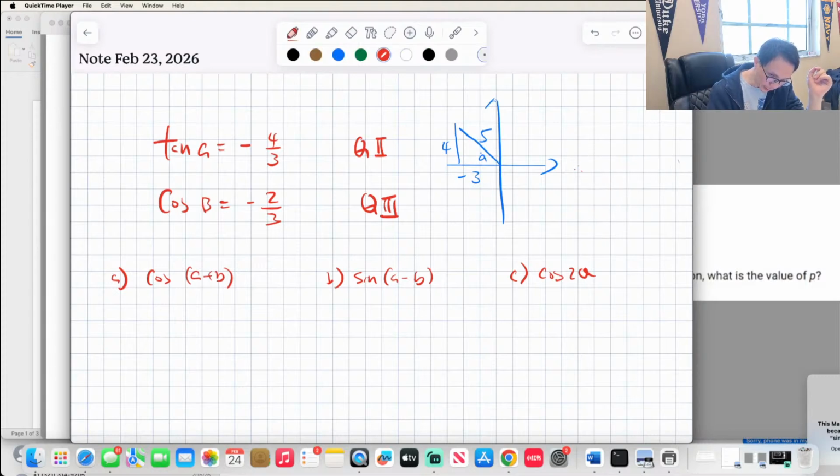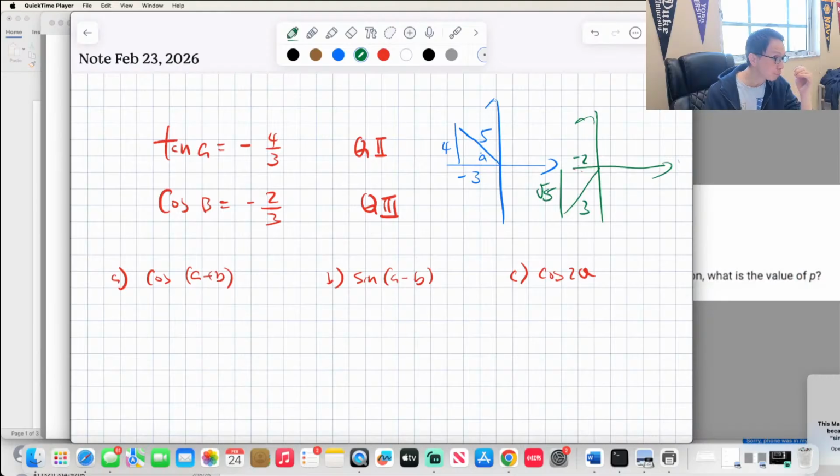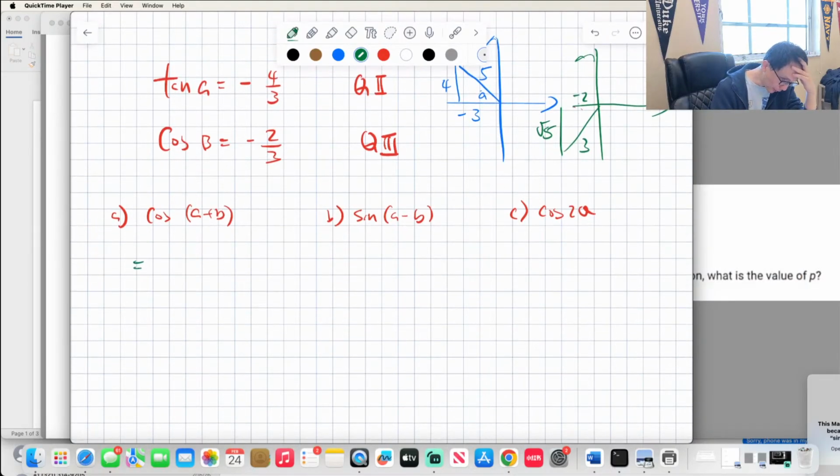Now I'm going to do green. So this is B. Is it quadrant 3? So in quadrant 3, in this case, 3 is positive, -2 is negative. Is that okay? And this one's square root 5. Is that okay? We good? Okay, then all we have to do is follow this.